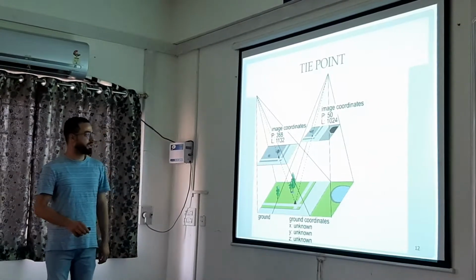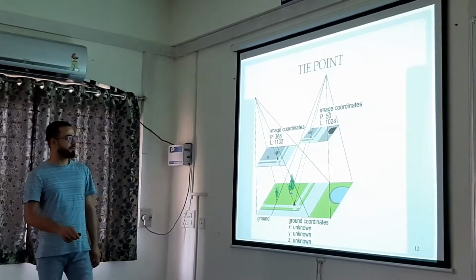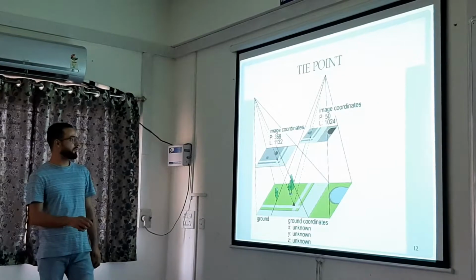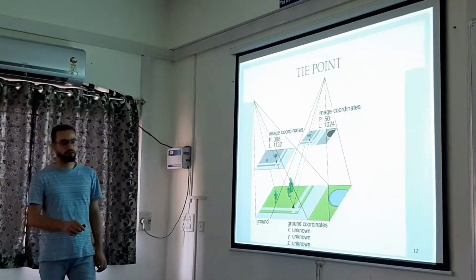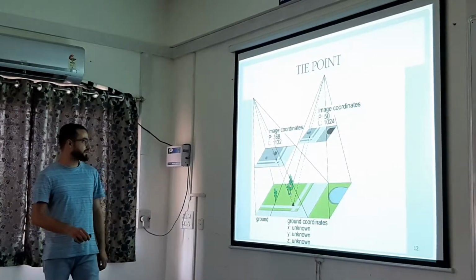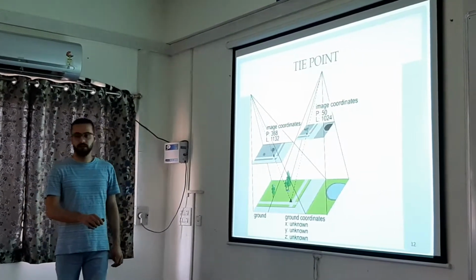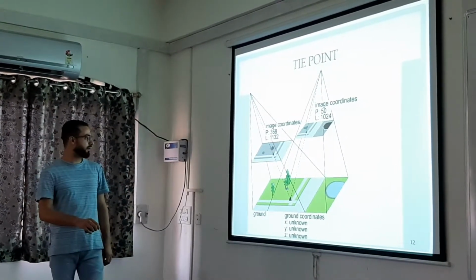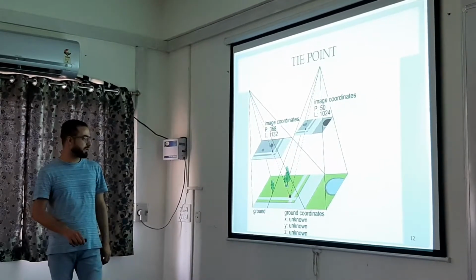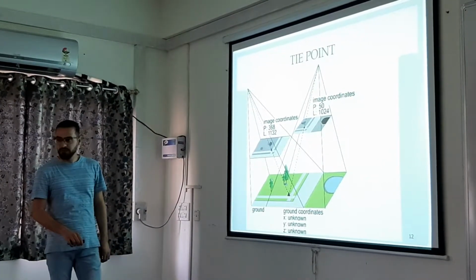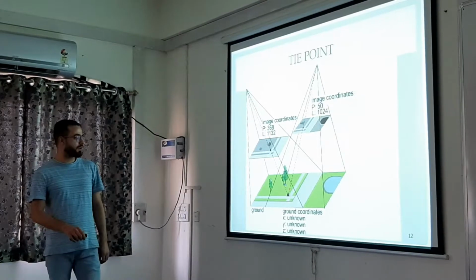It's the same here. We have the right photo and the left photo with different coordinates, with exposure stations, and for the same object we have a coordinate on the right photo and a coordinate on the left photo. So we can calculate the x, y, and also z, the height of the feature that we have.